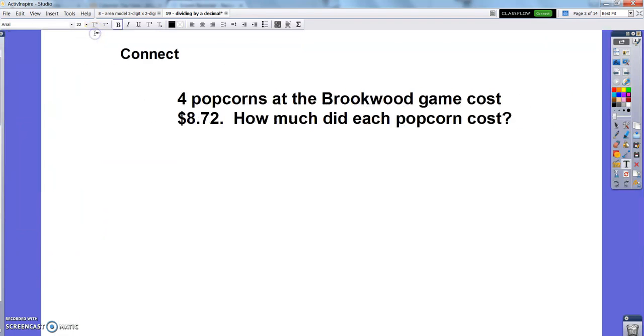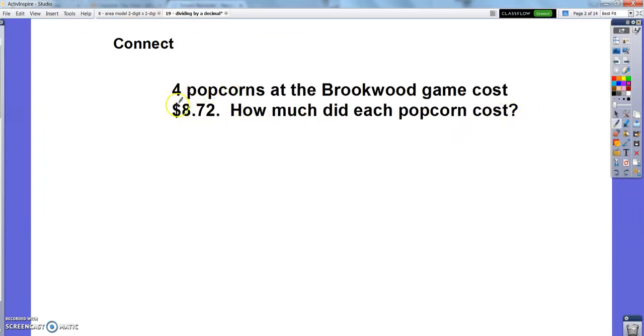Alright, so let me remind you real fast how to divide decimals. It has been a little while since we did this. We've been dealing with fractions since then. So 4 popcorns at the Brookwood game cost $8.72. How much did each one cost?